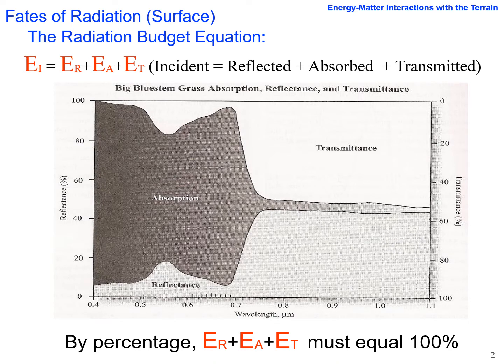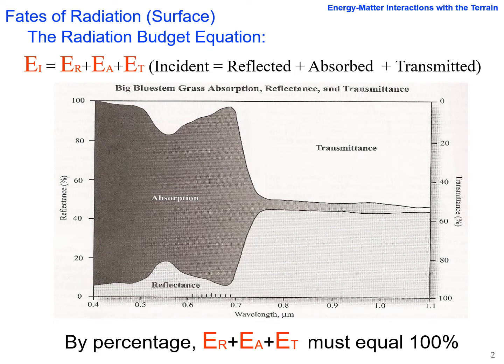So, radiation budget equation, just a little formally presented, is incident radiation is reflected plus absorbed plus transmitted. And so, since we generally deal with these things as percentages, they have to equal 100%.